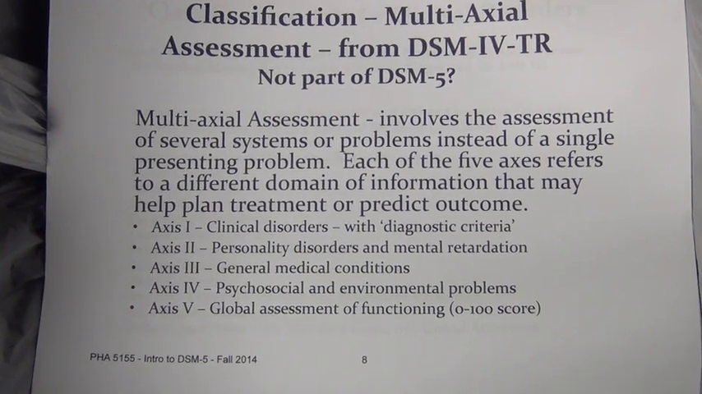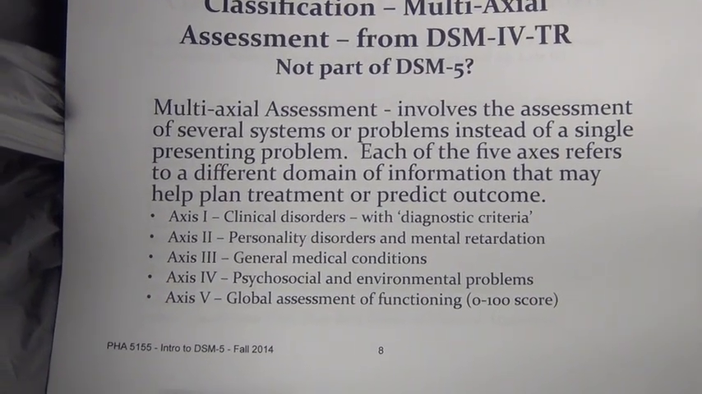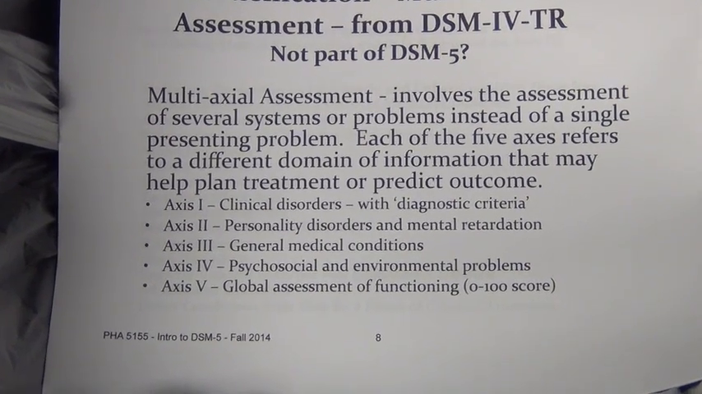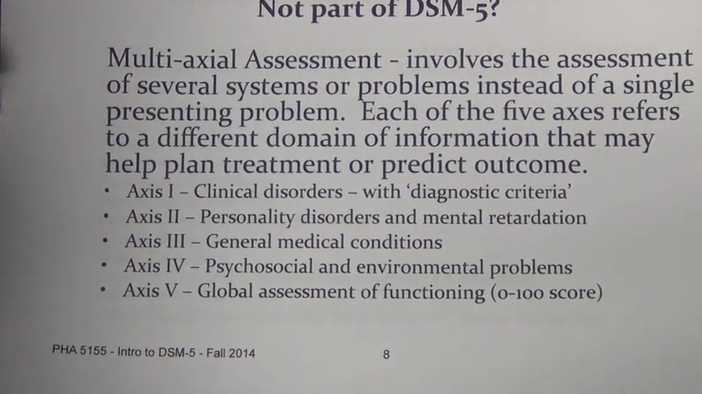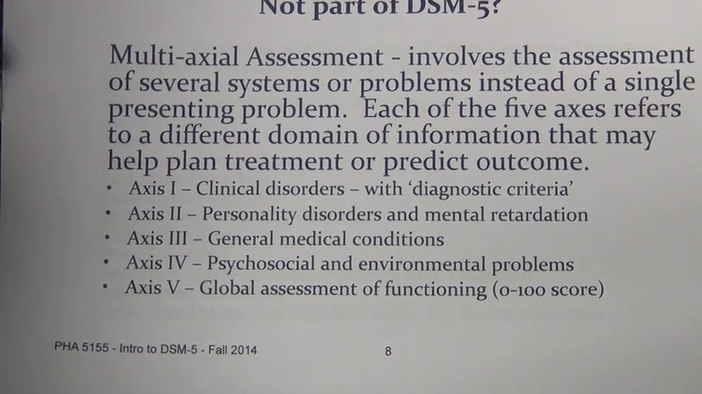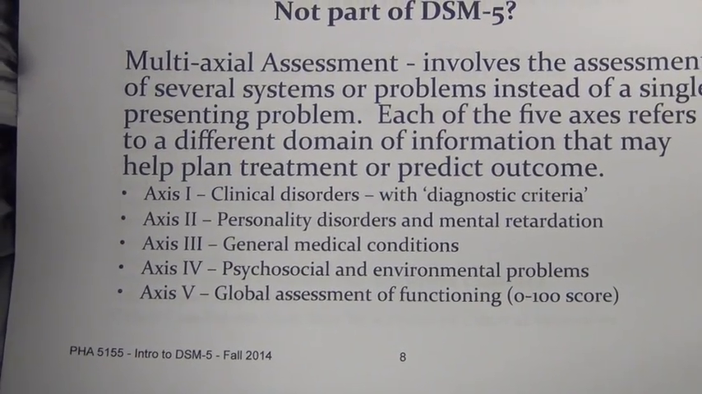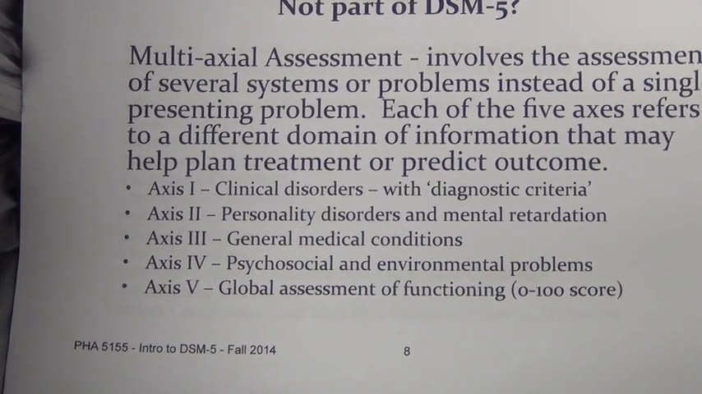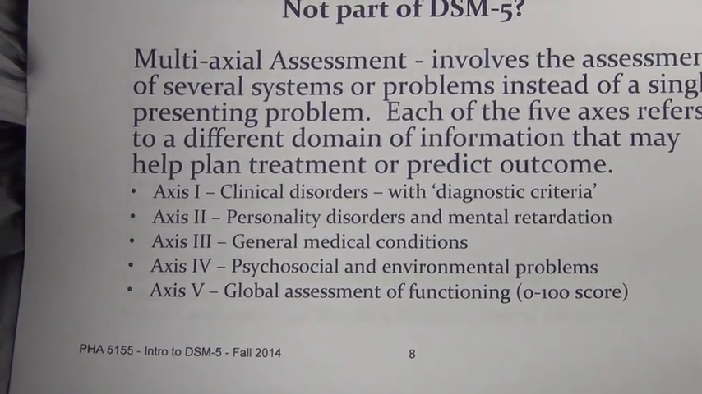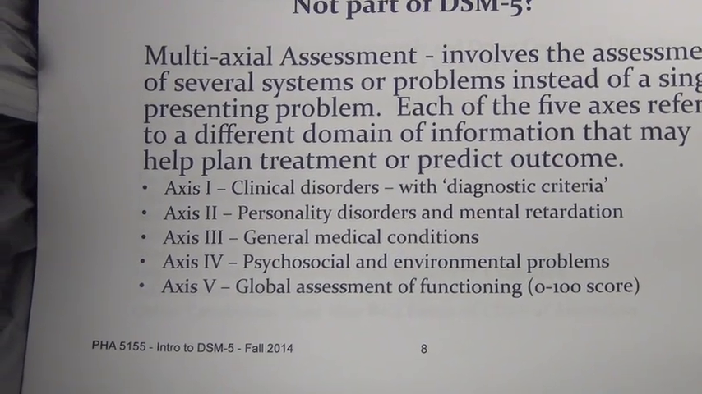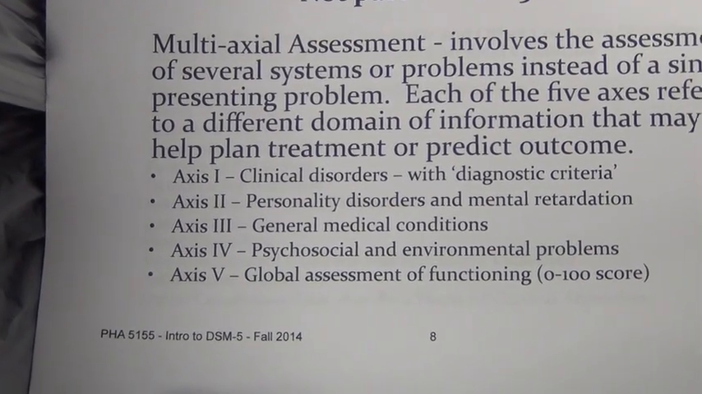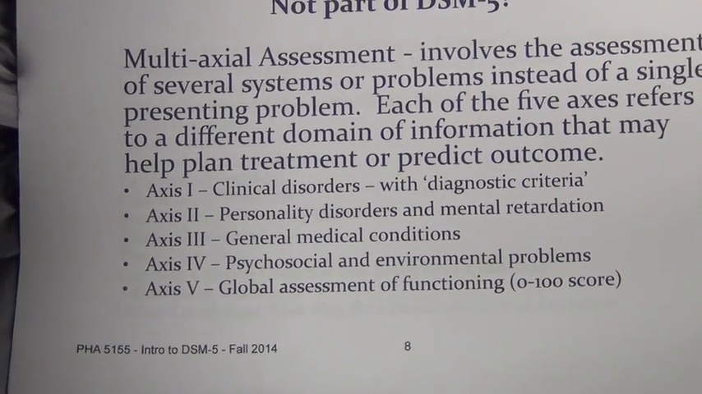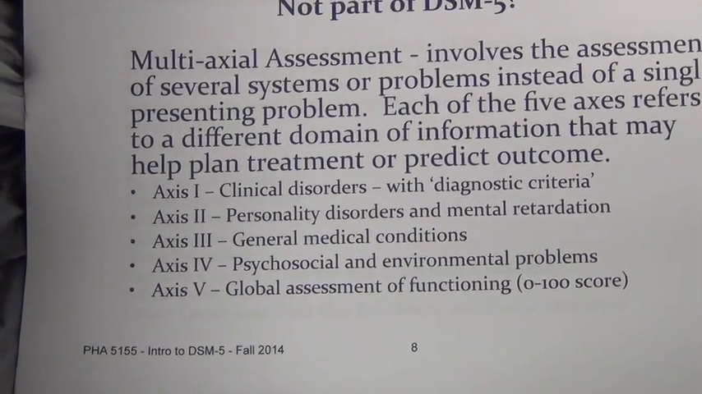presenting problem. Each of the 5 axes refers to a different domain of information that may help plan treatment or predict an outcome. For example, Axis 1 was the main clinical disorder with the diagnostic criteria. Axis 2 was about some overriding, superseding kinds of personality disorders or mental retardation conditions that may affect the patient. Axis 3 was about general medical conditions. Does the patient have unmanaged hypertension, unmanaged diabetes, those kinds of things.